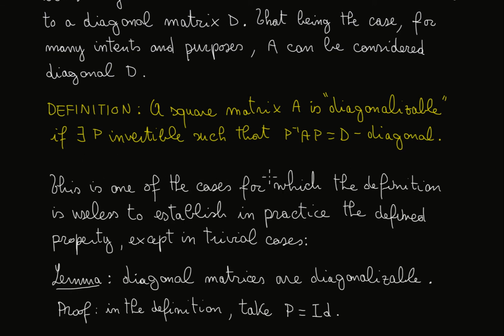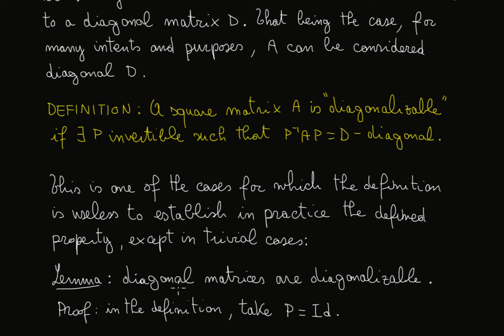This is one of the cases for which the definition is useless to establish in practice the defined property, except in trivial cases. For example, if A is diagonal itself. So one may wonder whether a diagonal matrix is indeed diagonalizable, and of course the answer is yes, otherwise there would be a contradiction in terms of the meaning of the words.